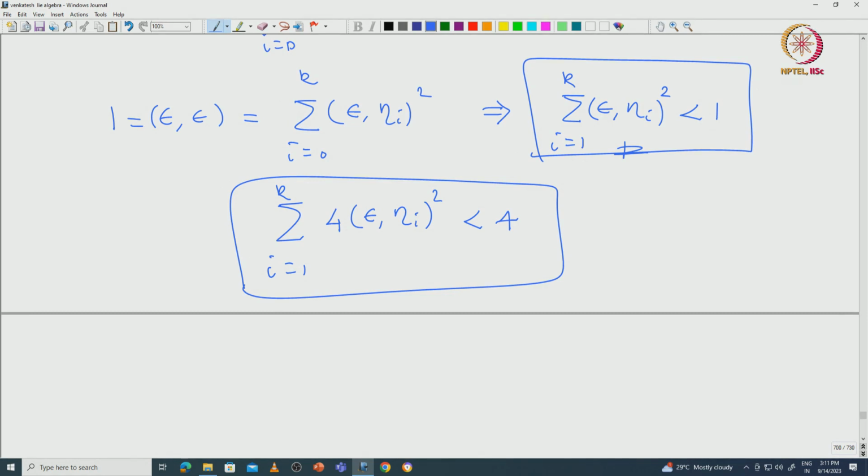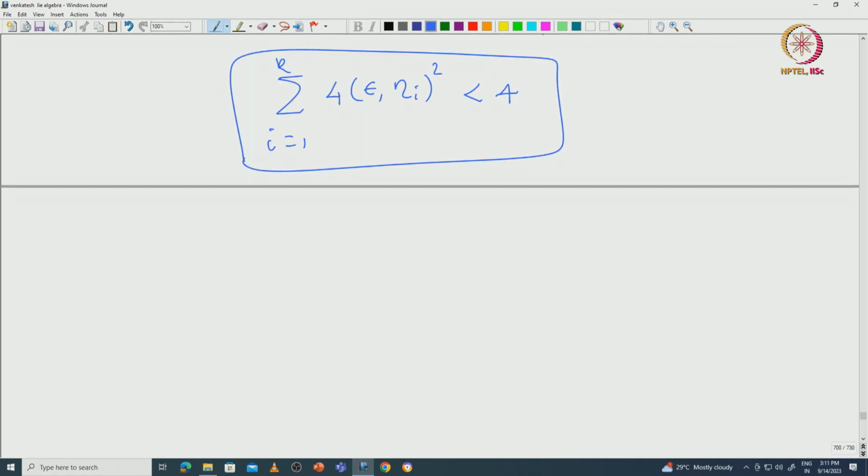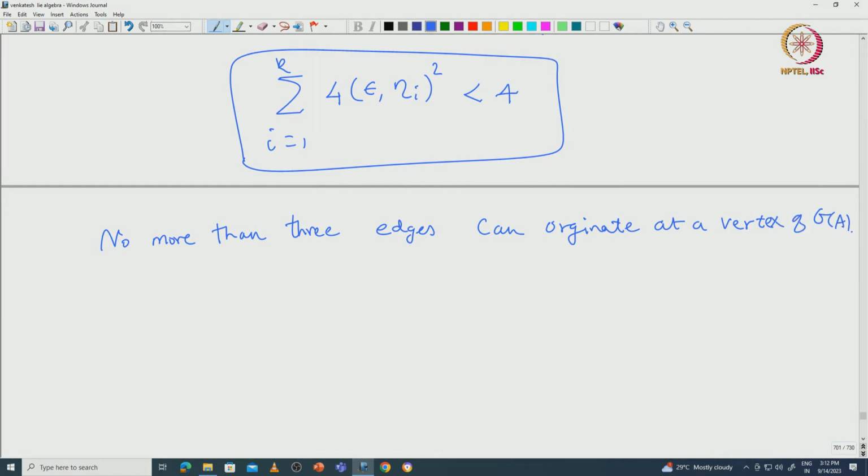So, basically what we proved is that no more than 3 edges can originate at a vertex of G of A. So, that is what we proved. So, this actually puts lots of restriction.